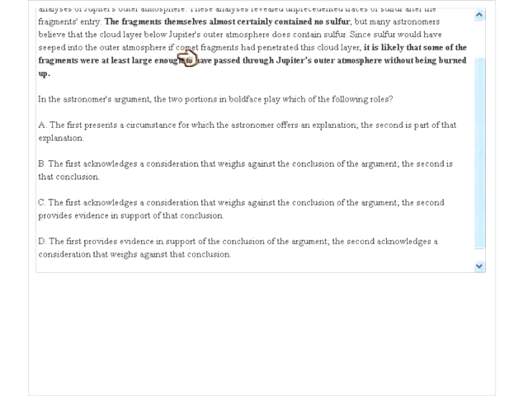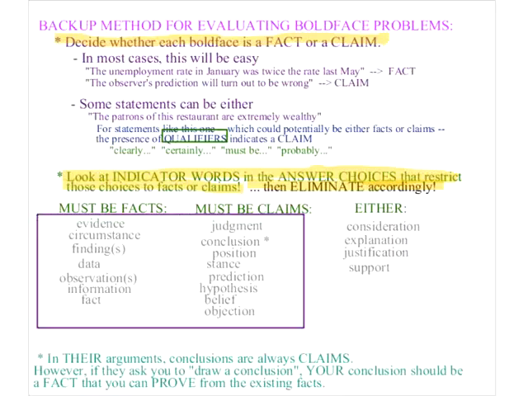So remember what we said about these qualifiers. I'll find you the slide where I wrote that again. When you have fact versus claim, three screens ago, remember the presence of qualifiers indicates a claim.